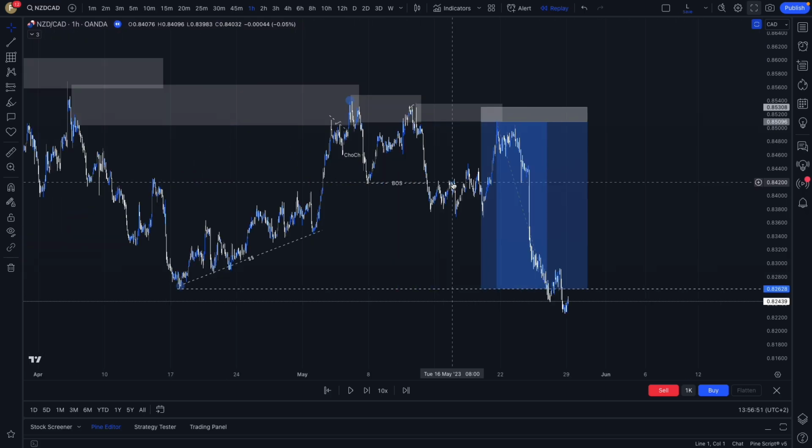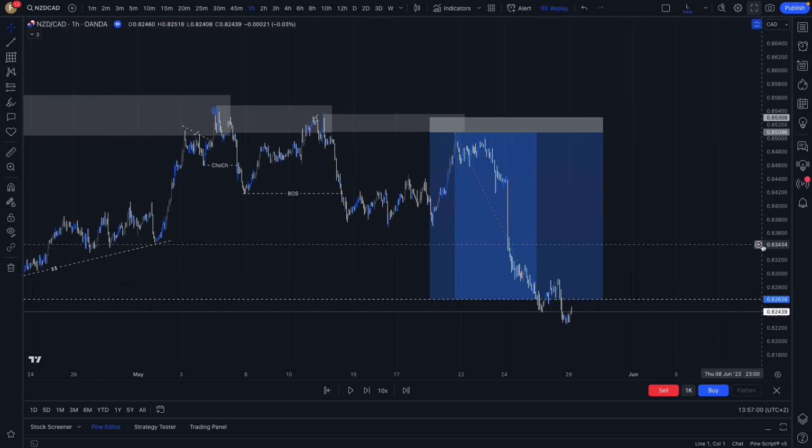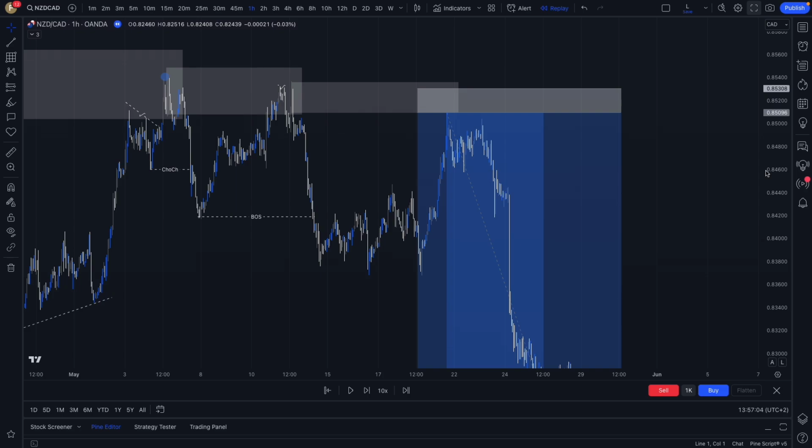Now I gave you the keys to why you are being stopped out on your order block entries. It's because you didn't know the criteria before. Now that you know the criteria, I highly encourage you to go back to the charts and backtest this for yourself. You will see that with these rules, these order blocks are very accurate and price reacts to them very accurately as well.